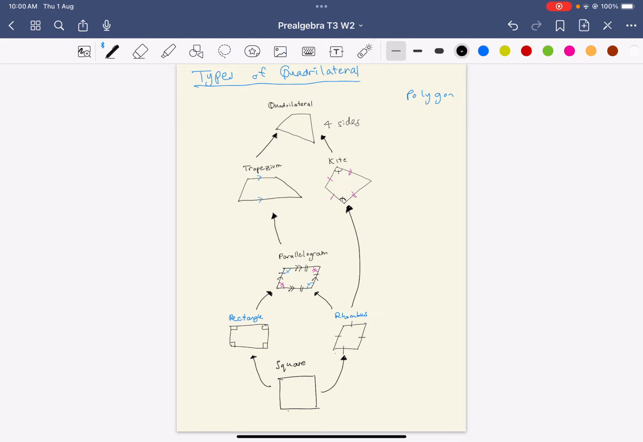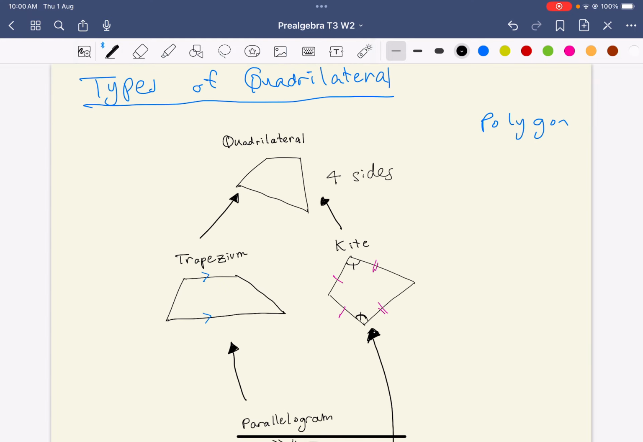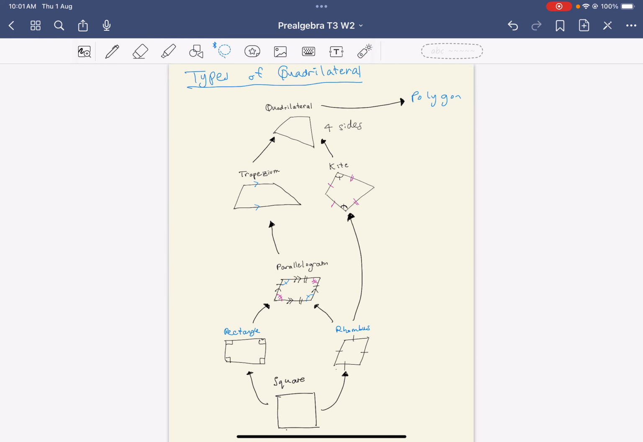But the important thing is that a quadrilateral is a type of polygon. So if you had an arrow, you could go like this, because polygon has any number of sides. Quadrilateral has a restriction that there's only 4 sides. So a quadrilateral is a type of polygon in that the restriction is that it's got 4 sides. And every shape below this has 4 sides because it's a quadrilateral. But there's some extra restriction on it on top of that. It's not just 4 sides.